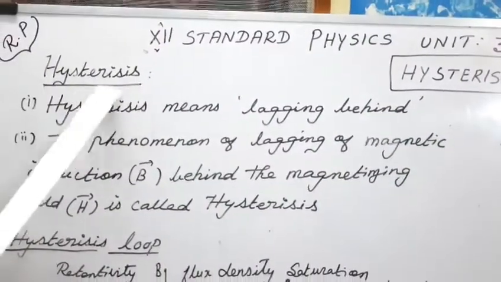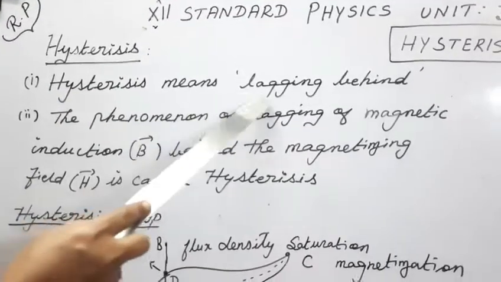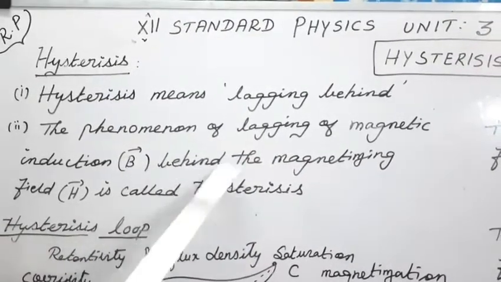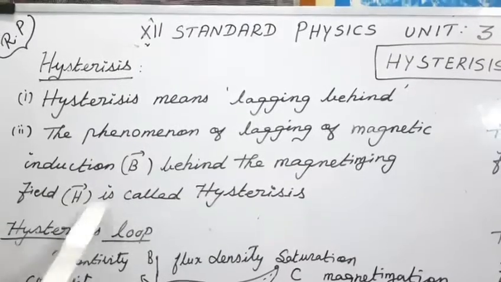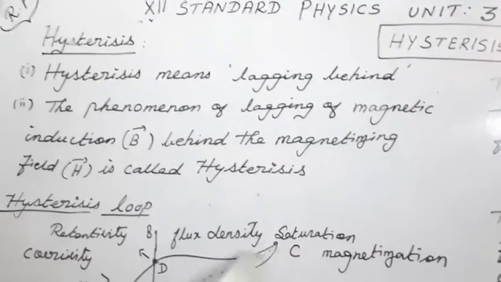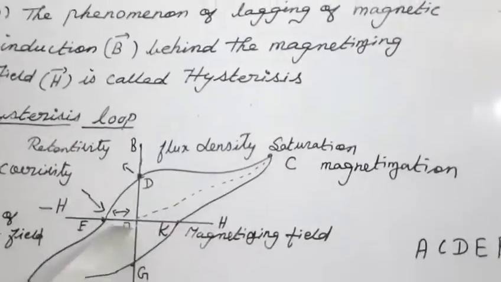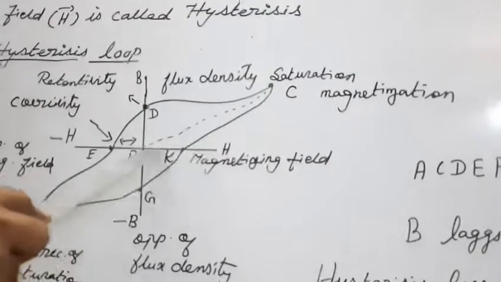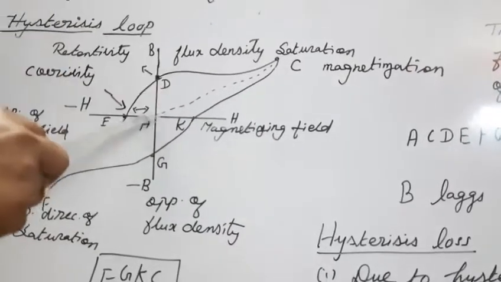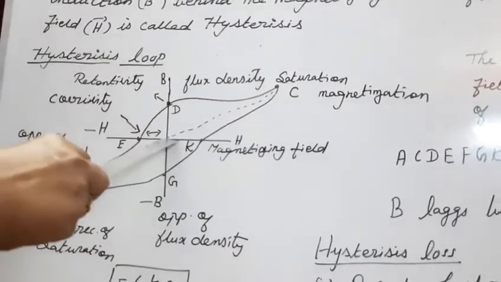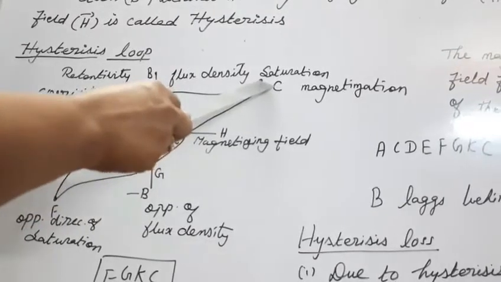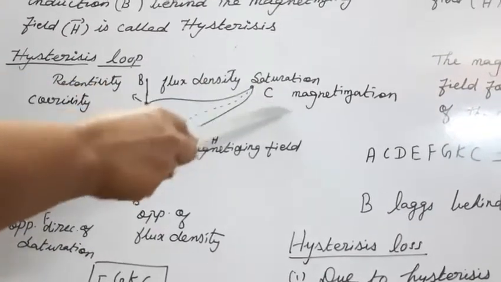And next topic is hysteresis. Hysteresis means lagging behind. The phenomenon of lagging of magnetic induction B vector behind the magnetizing field H vector is called hysteresis. Suppose a ferromagnetic material is magnetized slowly by a magnetizing field H vector, the magnetic induction B vector of the material increases from the point A with the magnitude of magnetizing field and then attains a saturated level at C. This is shown by the path AC.